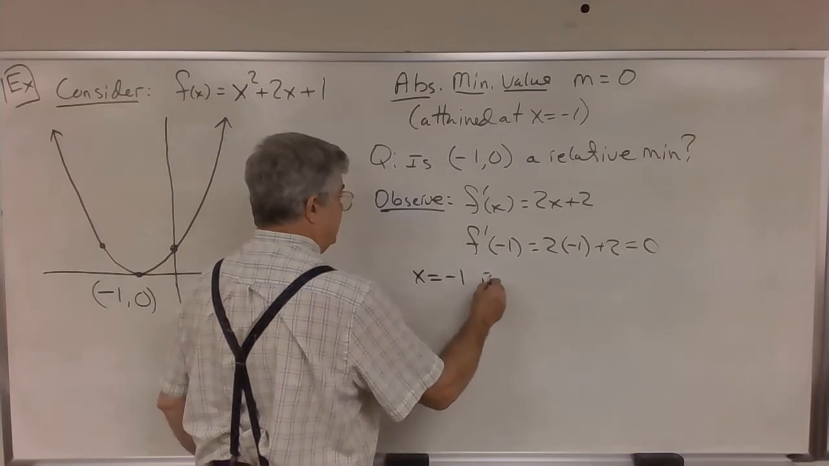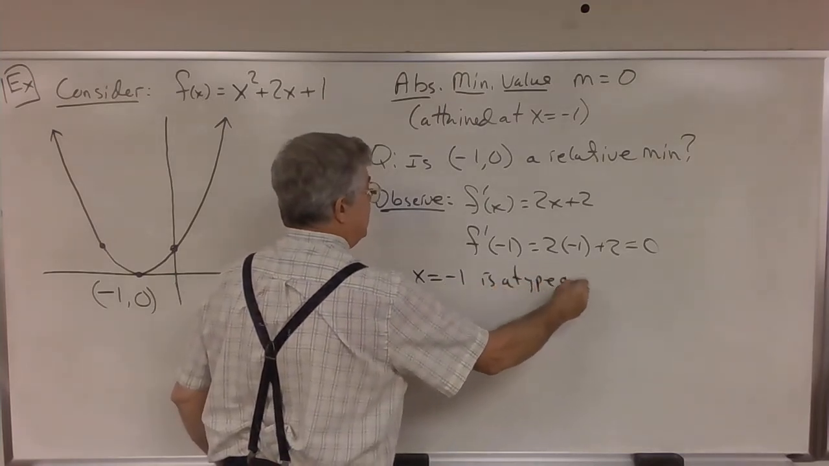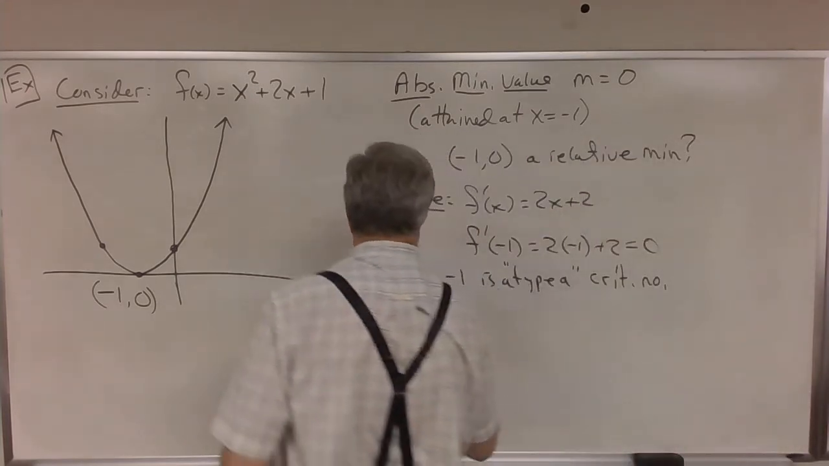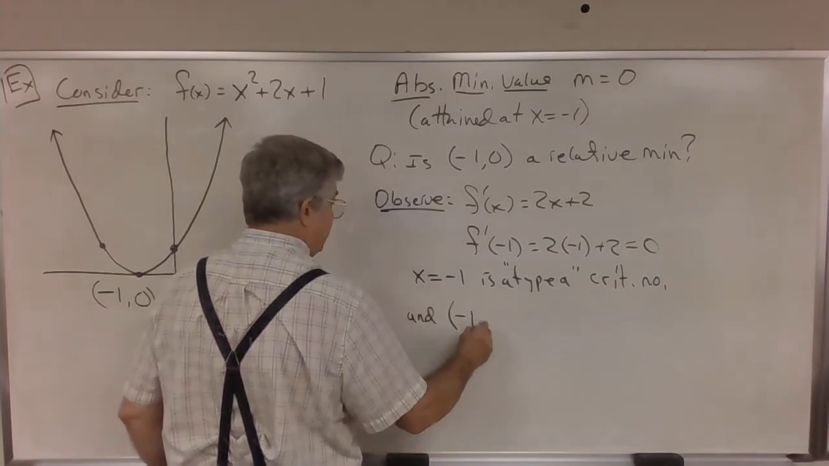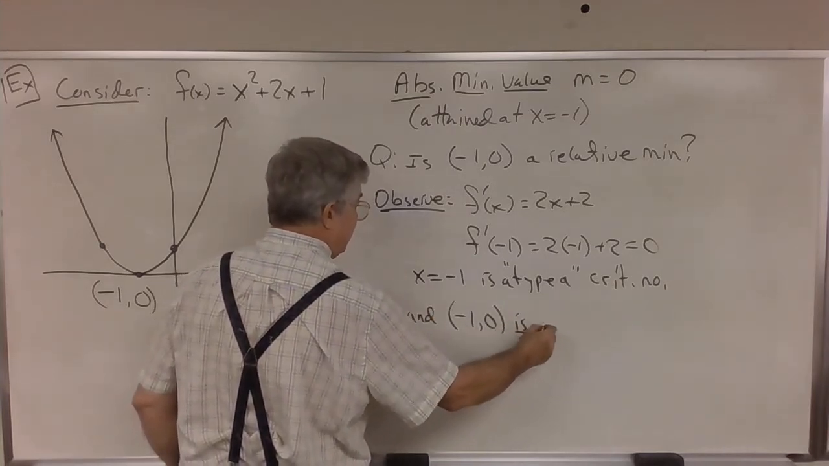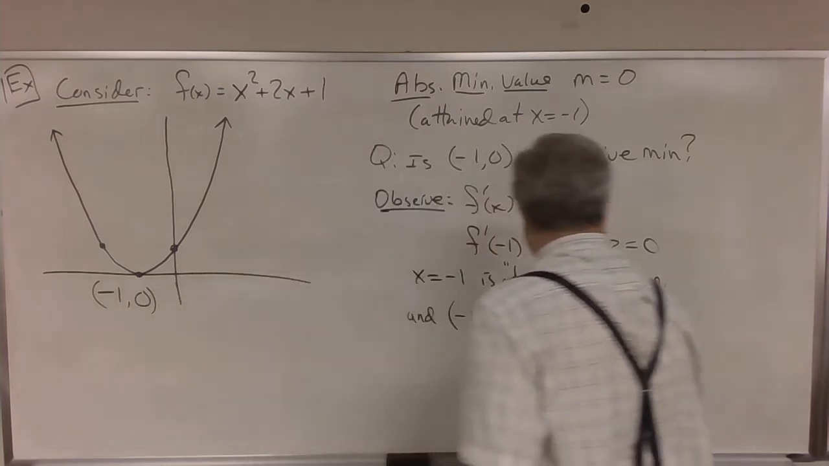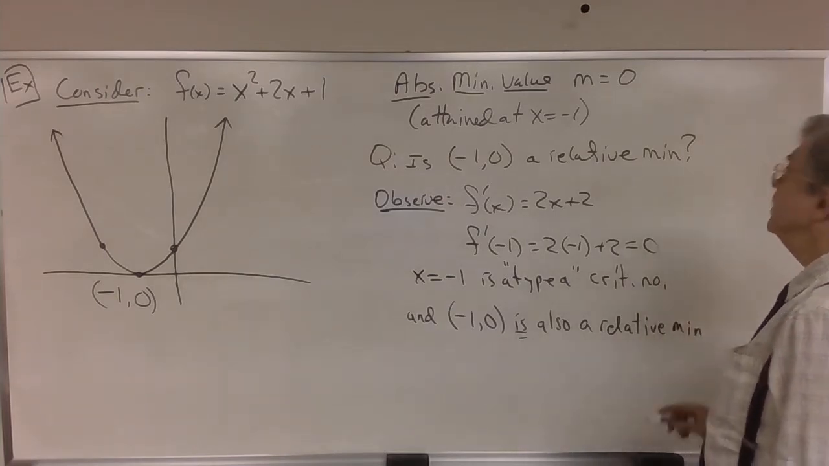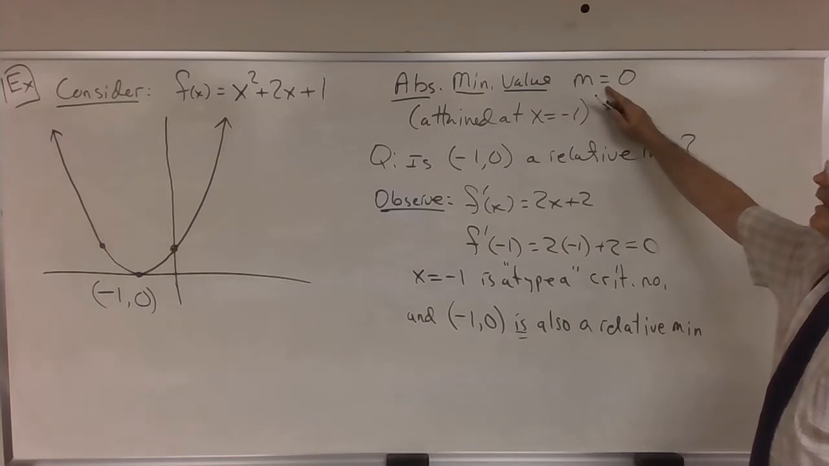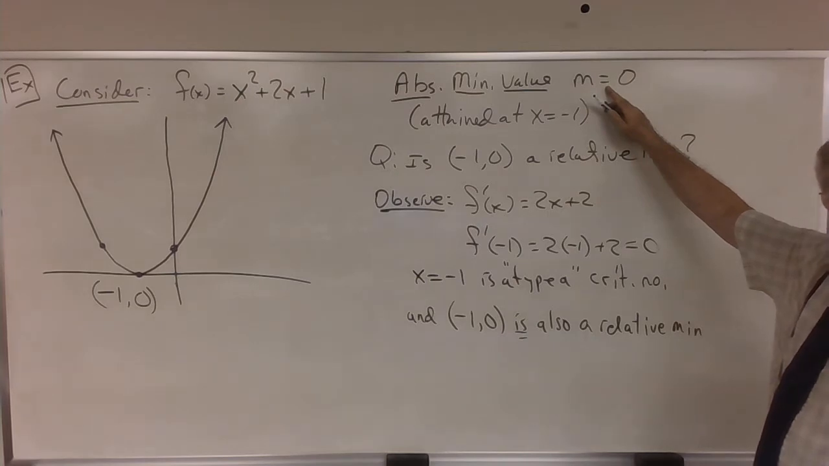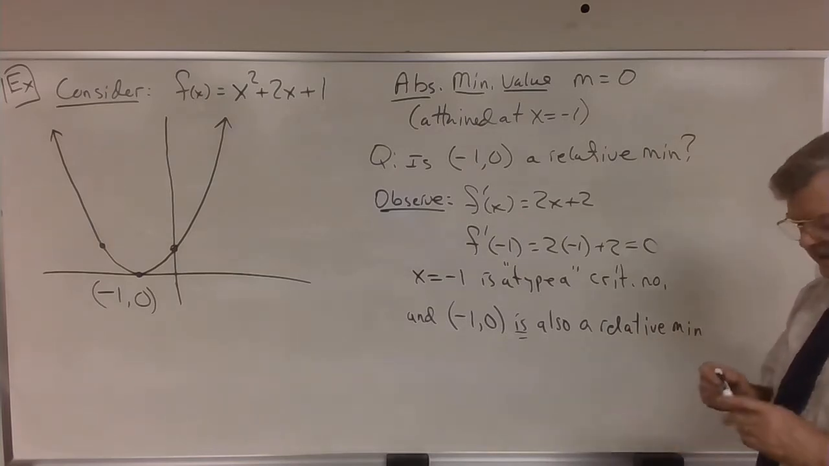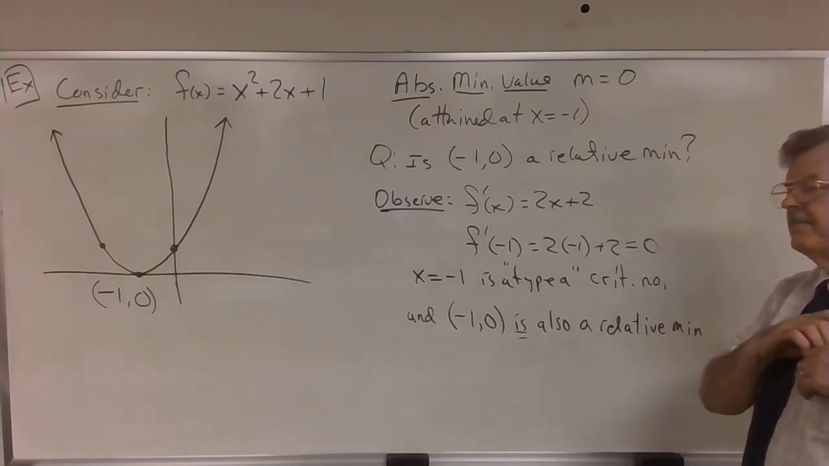X equal negative 1 is a type A critical number, and the point negative 1, 0 is also a relative min. So again, not only do we have an absolute minimum value, but right here where the absolute minimum value is attained, we have a critical number and a relative minimum. That's going to be important to remember.